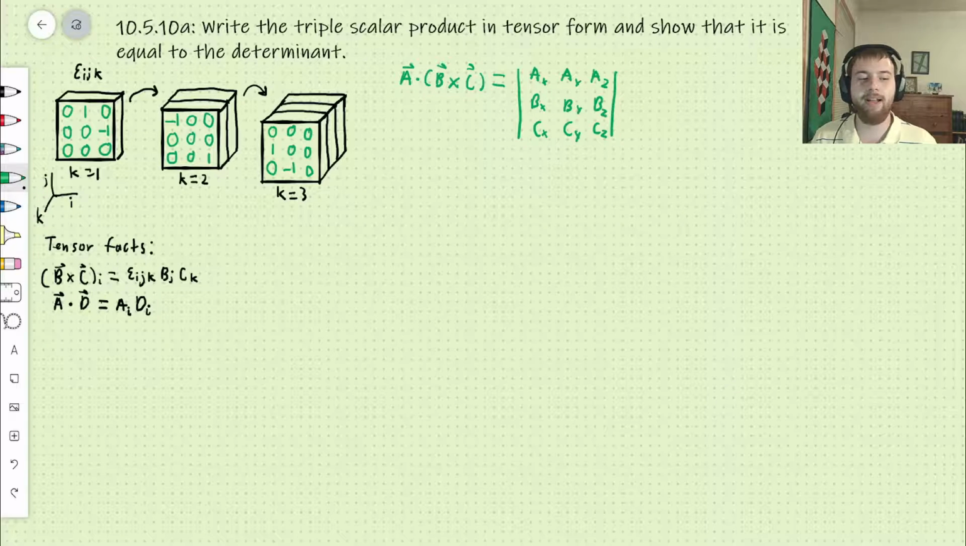Hello everybody, welcome back. Today we're going to take a look at tensors, which are kind of weird and hard to visualize, but hopefully we can figure that out by the end of this video. Okay, so here's our problem. Write the triple scalar product in tensor form and show that it is equal to the determinant. So basically we want to prove this in tensor form instead of in vector form.